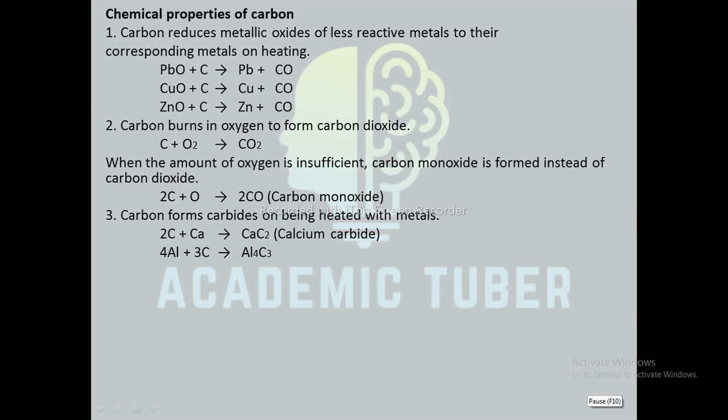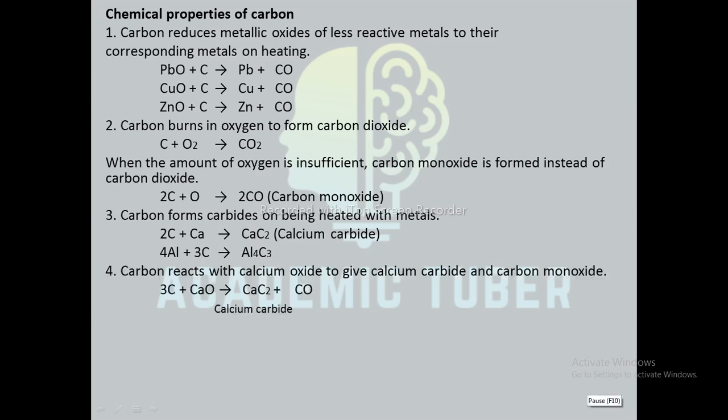Carbon forms carbides on being heated with metals. 2C plus Ca gives calcium carbide CaC2. 4Al plus 3C gives aluminum carbide Al4C3. Carbon reacts with calcium oxide to give calcium carbide and carbon monoxide. That is, 3C plus CaO gives CaC2, calcium carbide, plus CO, carbon monoxide.